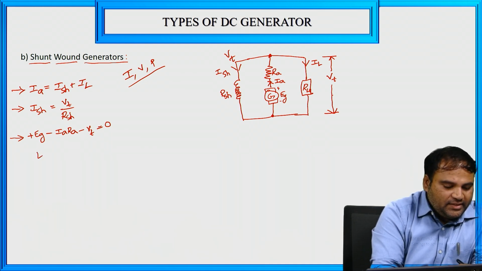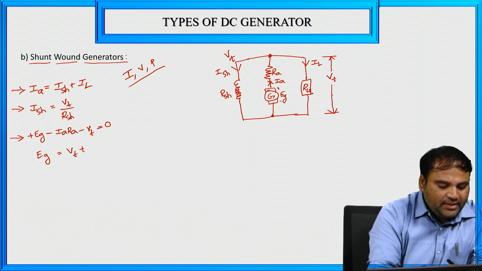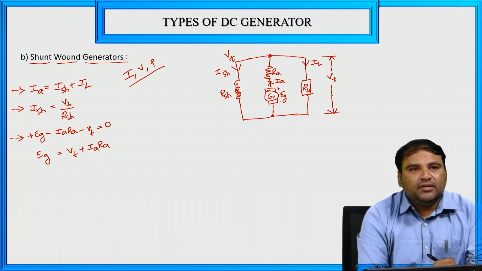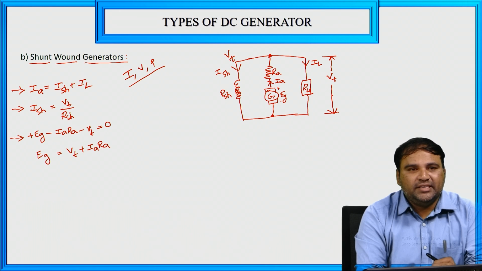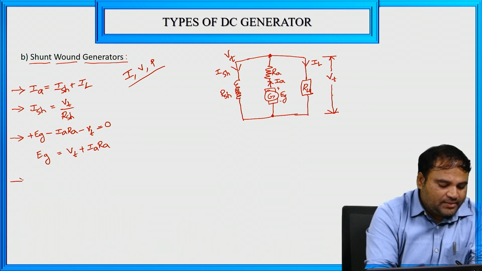So Eg minus IaRa minus Vt equal to 0. Then Eg equal to Vt plus Ia into Ra is the voltage relation of shunt wound DC generator. So Eg equal to Vt plus Ia into Ra is the generated voltage of the given shunt wound DC generator. Okay, and now power relations.